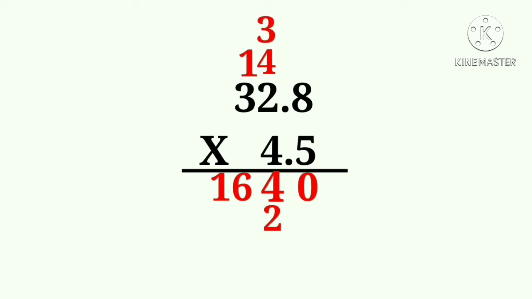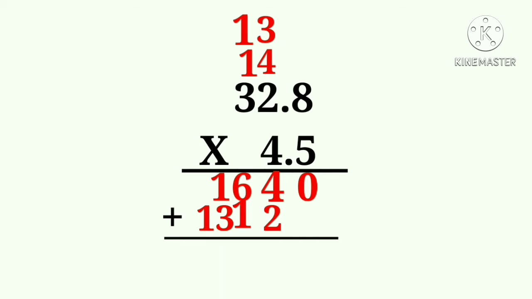Next is 4 times 2 is 8, plus 3 is 11. So we have now 1, regroup 1. Next is 4 times 3 is 12. Then 12 plus 1 is 13. So we are going to add. So we have now 0, then 4 plus 2 is 6, 6 plus 1 is 7, 1 plus 3 is 4. Then we have 1.